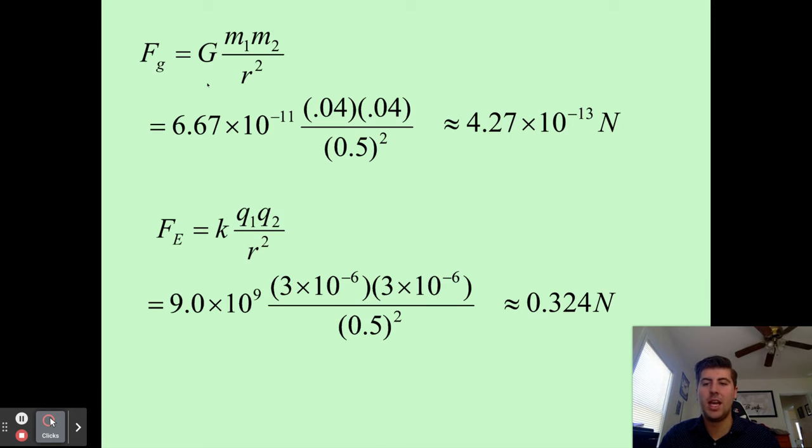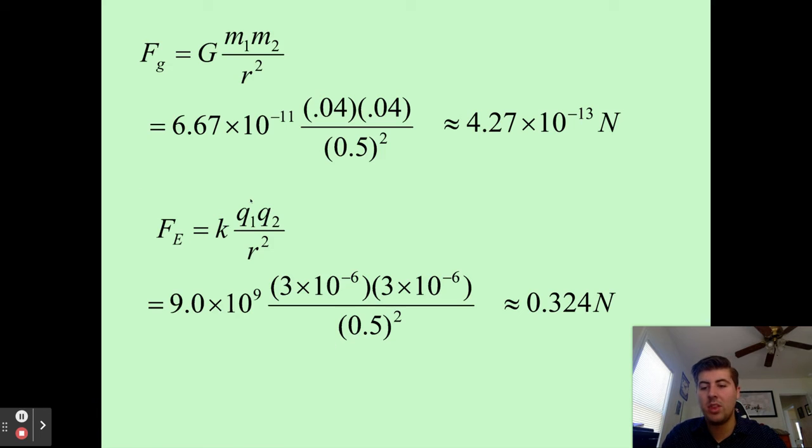This is bringing us back old school. We're using that old school gravitation equation, and we're using the new school Coulomb's law equation. Based on these two equations, we just need to plug in our numbers. They gave us the mass of both objects was 0.04, so I plugged those in here. We know that the constant for gravitation is 6.67 times 10 to the negative 11. The distance between them is 0.5 meters, so we squared that. We run this into our calculators, and that gives us a really small number, a really small force for gravitation.